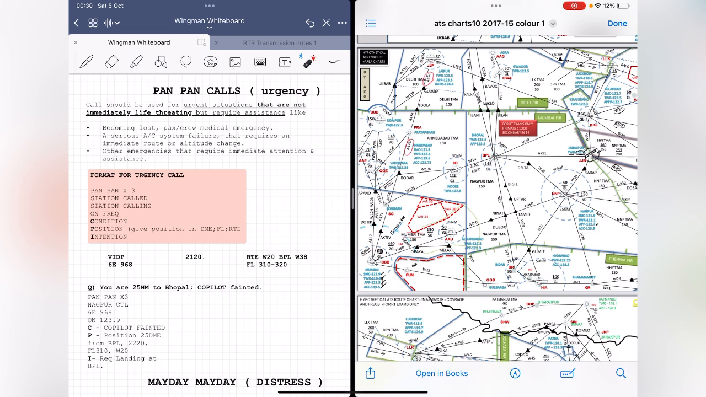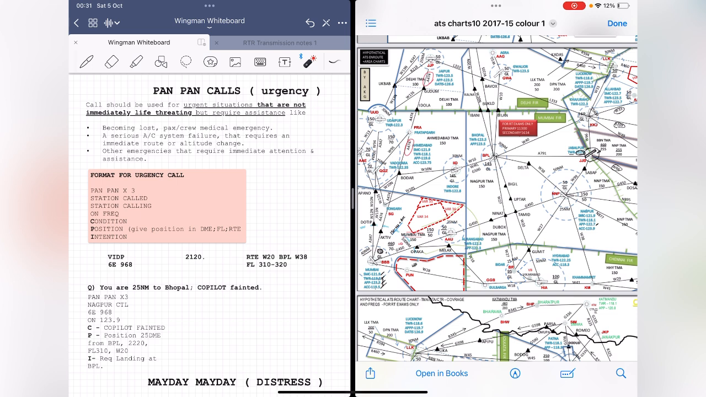Now, why do you use the terms pan-pan and Mayday? This is to let the ATC know that you are facing a situation. It gathers attention. So we start our calls with pan-pan, and we repeat it thrice. The format in aviation is to repeat the word pan-pan thrice. So an urgency call would start with pan-pan, pan-pan, pan-pan.